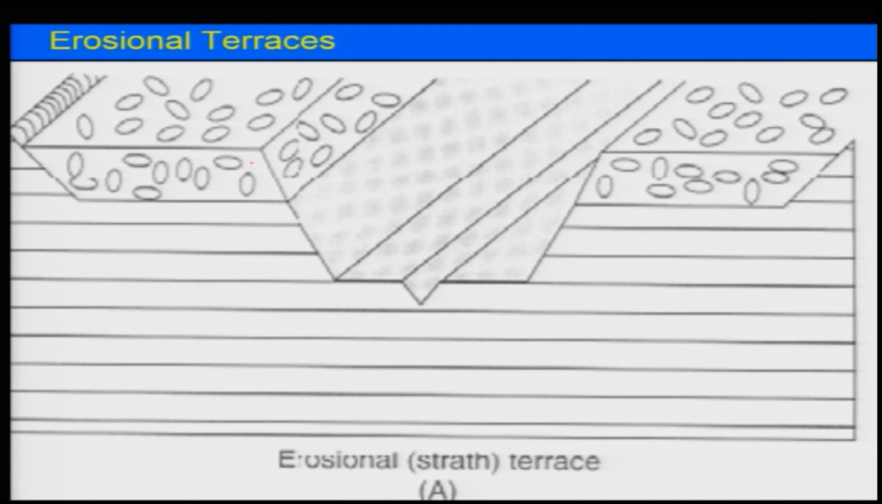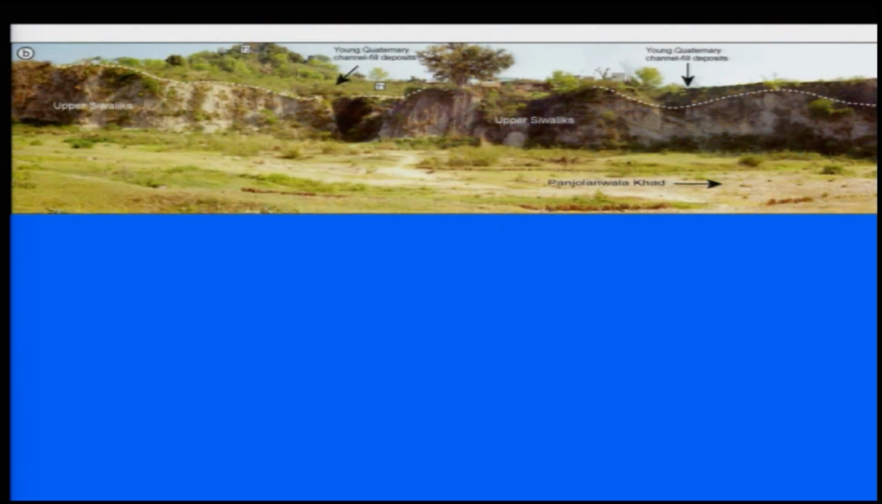So, if we have the incision in the alluvium and bedrock, and if we see this in section here, okay. So, we see in the exposed section, so this is the present day channel. So, if we see this, then we term this as an erosional terrace or strath terrace. So, let us see this example in Himalayas.